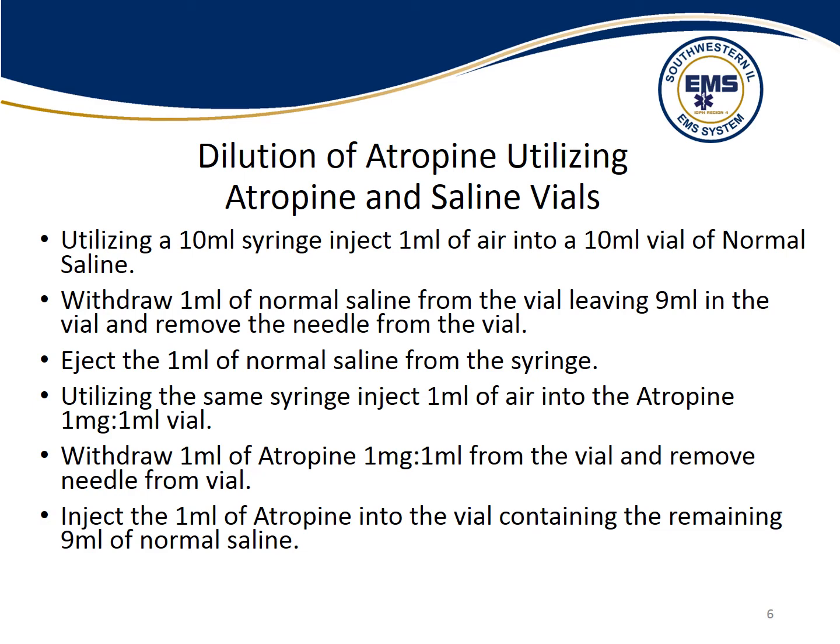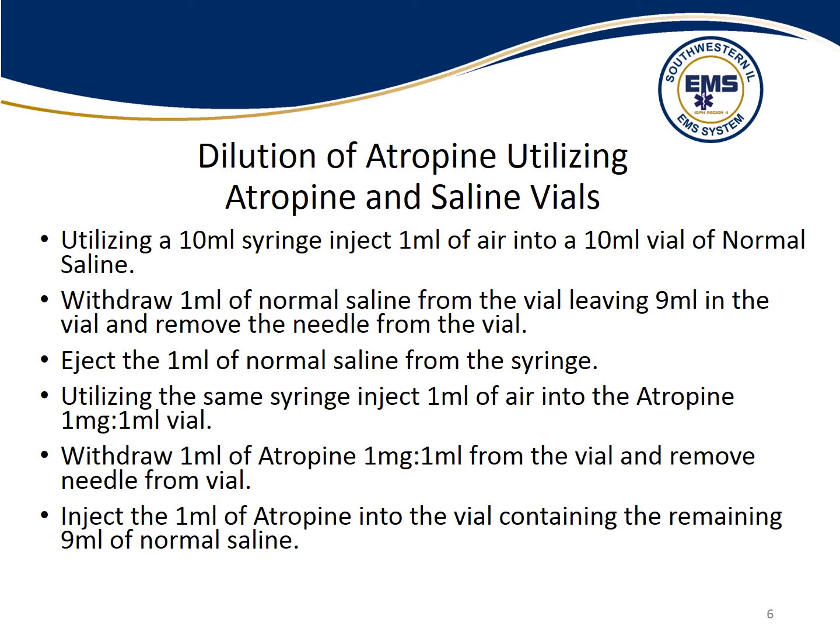Dilution of atropine utilizing saline vials. Follow aseptic technique throughout the procedure. Use alcohol pad to swab the rubber stopper on the normal saline vial. Utilize a 10 milliliter syringe and inject 1 milliliter of air into the 10 milliliter vial of normal saline. Then withdraw 1 milliliter of normal saline from the vial. This will leave you with 9 milliliters of normal saline in the vial. Remove the needle from the vial and eject the 1 milliliter of normal saline from the syringe.